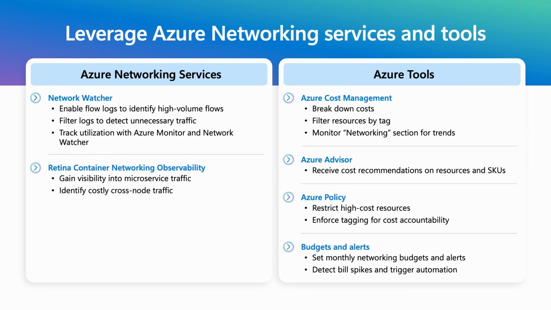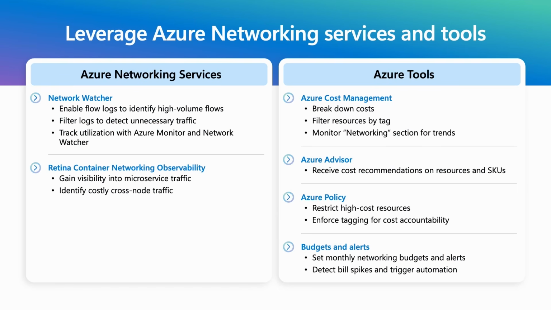Azure Cost Management allows you to break down costs by service, region, and resource group. Tag resources for filtering and monitor the networking section for trends where you can drill down into top networking cost contributors. Azure Advisor also provides cost recommendations for underutilized networking resources or SKU changes. Advisor can also flag items such as bandwidth anomalies and idle public IPs. Check Advisor's cost tab regularly for optimization opportunities and implement quick wins for reducing your networking spend.